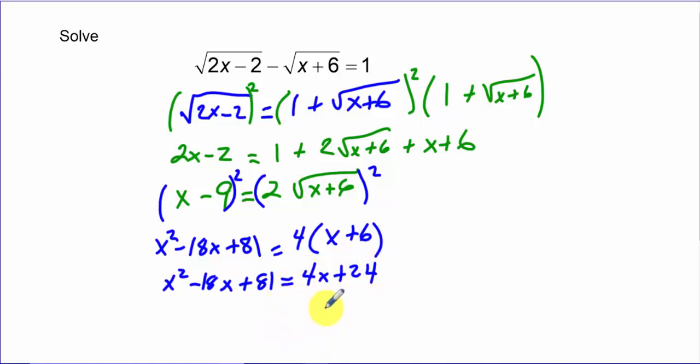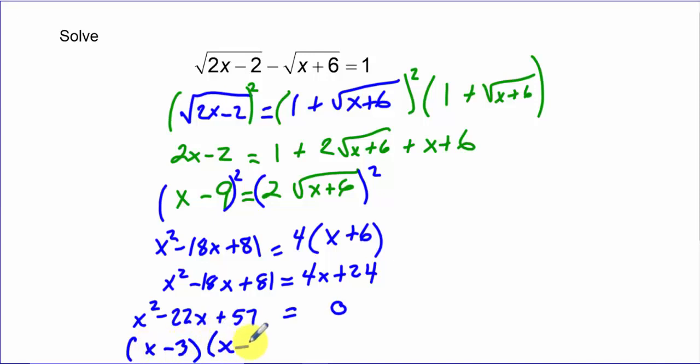It's going to be a quadratic, so I'm going to set that side equal to 0. Get x squared minus 22x. Then I take 81 minus 24, and I get 57, and that's a positive, equals 0. And now I have to factor, so that's going to be x minus 3 and x minus 19, I believe, is equal to 0. And again, I get a 3 and a 19.